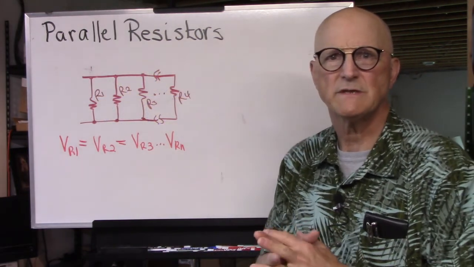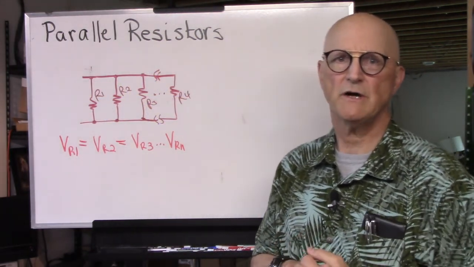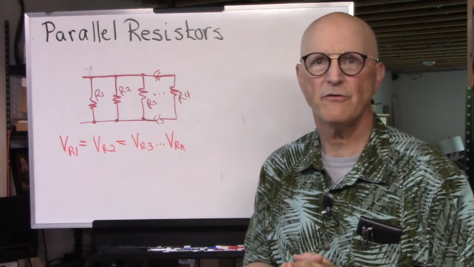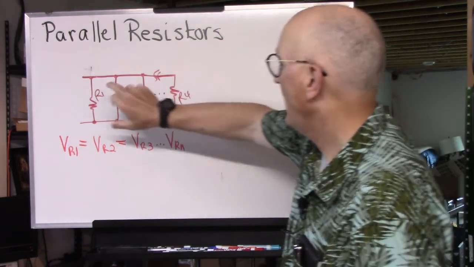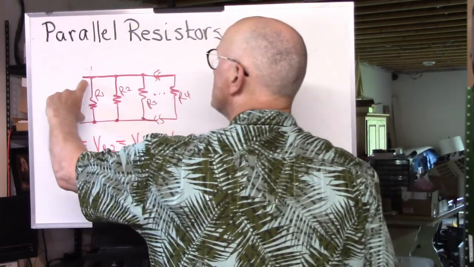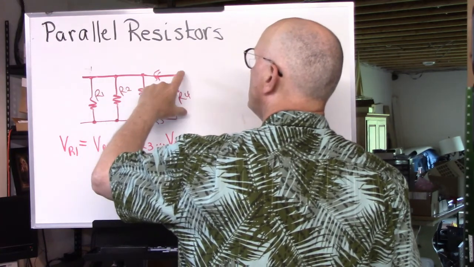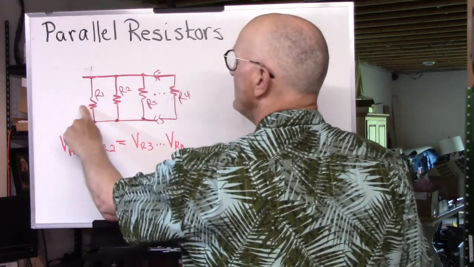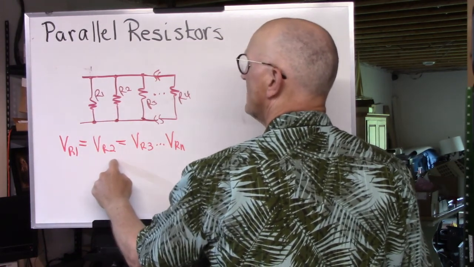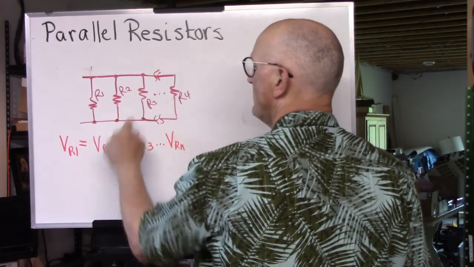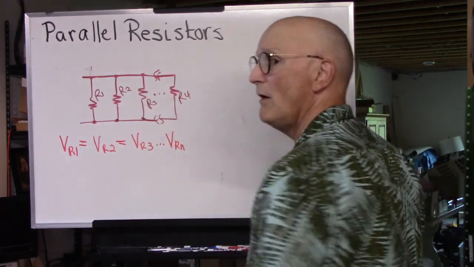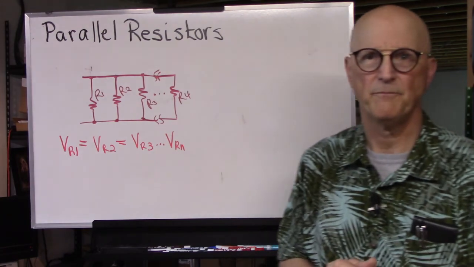Because all of the resistors are in parallel, the voltage across any one resistor must be the same as every other resistor. We have a conductor here, we have a conductor here, the resistors are connected end to end. So the voltage across R1 must be equal to the voltage across R2, must be equal to the voltage across R3, all the way to R sub n.